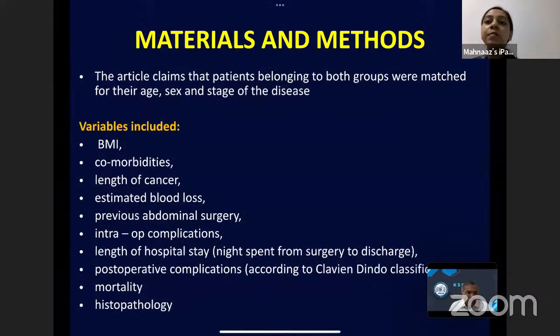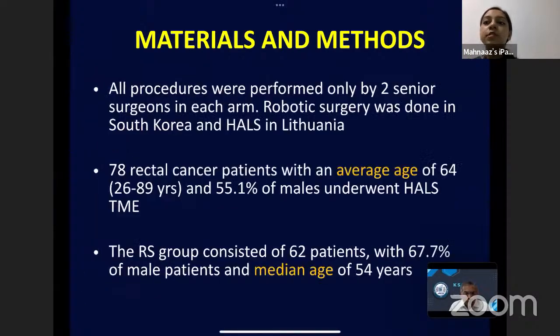The article claimed that patients belonging to both groups were matched according to their age, sex, and stage of the disease. The other variables that they included were BMI, comorbidities, length of cancer, estimated blood loss, previous abdominal surgery, intra-op complications, length of hospital stay, post-op complications, mortality, and histopathology. All the procedures were performed by 2 senior surgeons, and robotic surgery was done in South Korea. The HALS was performed in Lithuania.